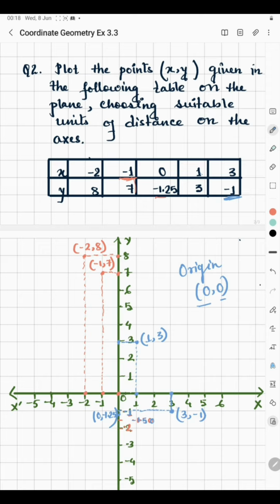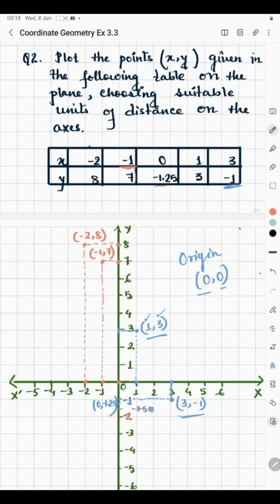This way we will have to plot the coordinates. This is called a coordinate, and the first one is the abscissa, which is the value of x, and the second one is the ordinate, which is the value of y. And always remember that we write the value of x first and then the value of y. So this was all about question number 2.